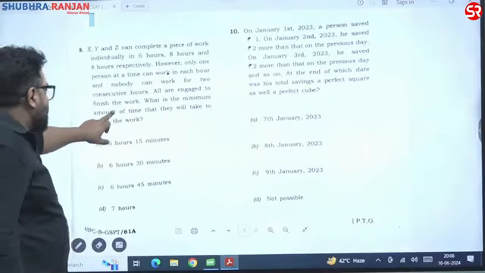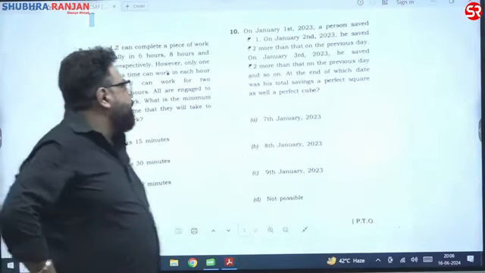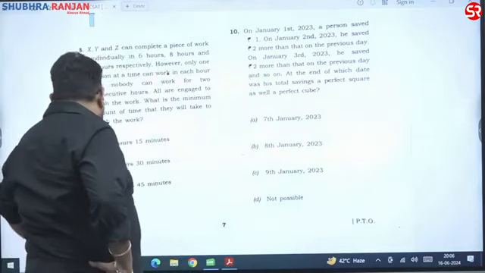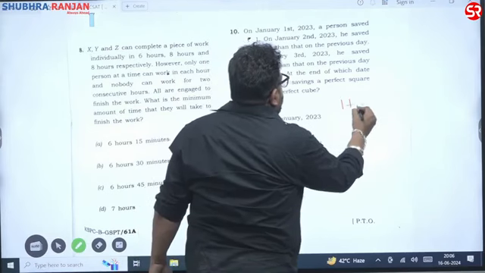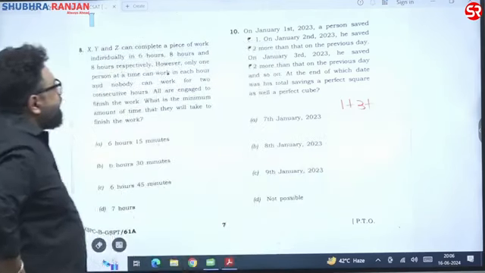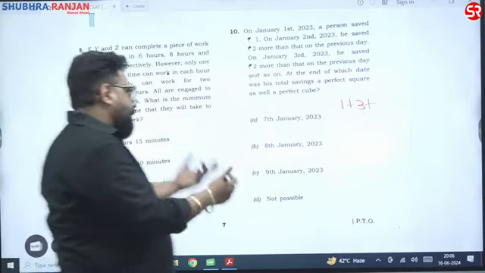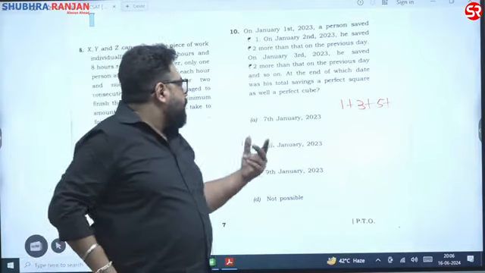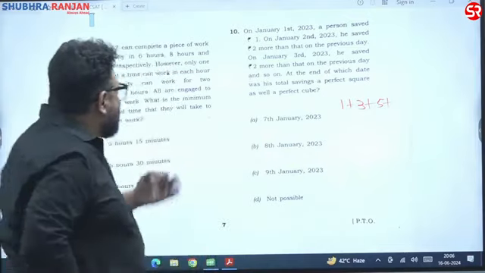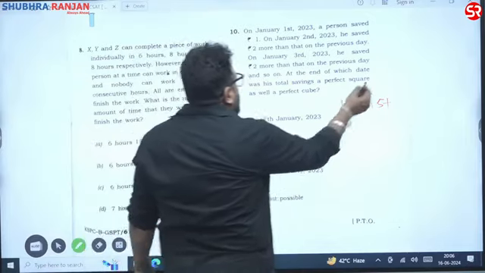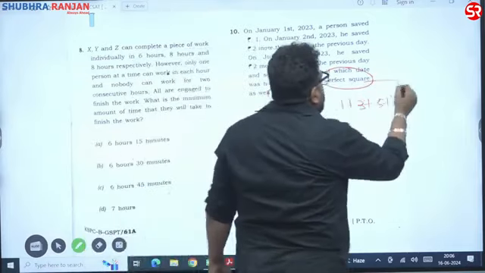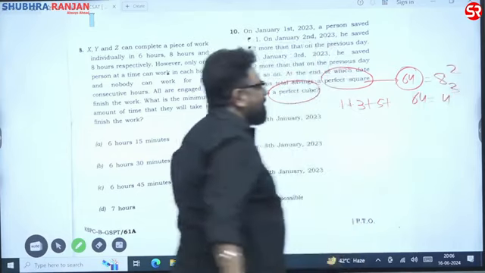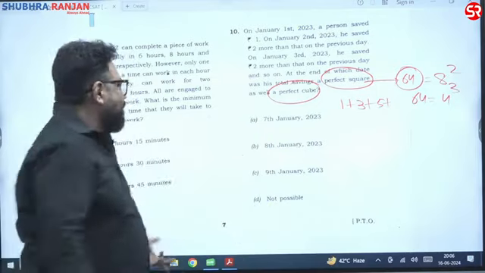Now listen to this. Again, he says, on January 1st, 2023, a person saved rupee 1. On January 2, he saved 2 more, right? So on 1st January, he saved 1, 2 more is 3. And then he says, on 3rd January, he saved 2 more than the previous day, that is 5. And so on, at the end of which date was his total saving a perfect square as well as a perfect cube? Go back to the classes, a number which is a perfect square and a perfect cube: 64, 8 square, 4 cube. So you have to make this 64.